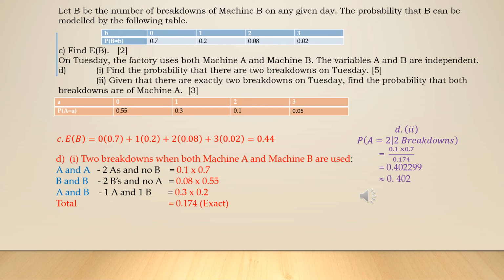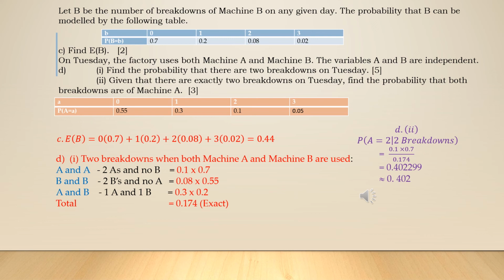On Tuesday, the factory uses both machine A and machine B. The variables A and B are independent. This is the question. Find the probability that there are 2 breakdowns on Tuesday. If you're going to use both machine A and B on a particular day, which is Tuesday, let us try to find the possible combinations where there will be only 2 breakdowns. So I highlight them here in blue. So it could be A and A, B and B, or A and B.